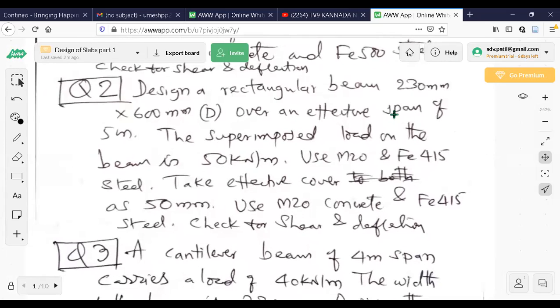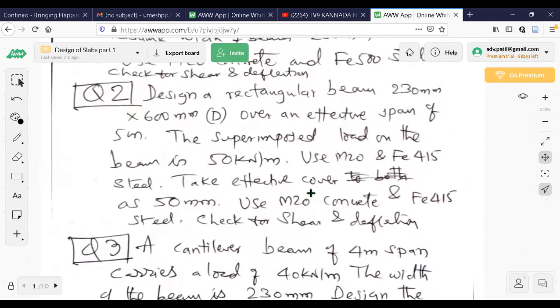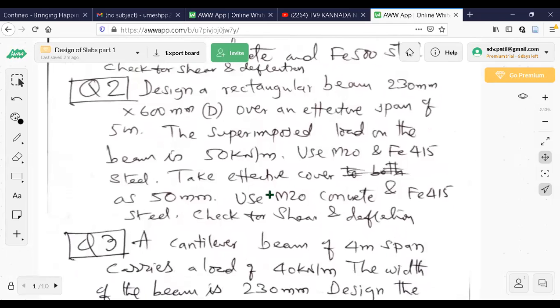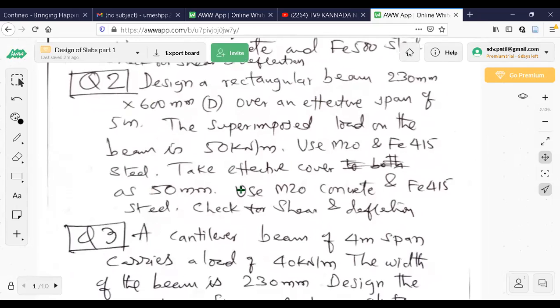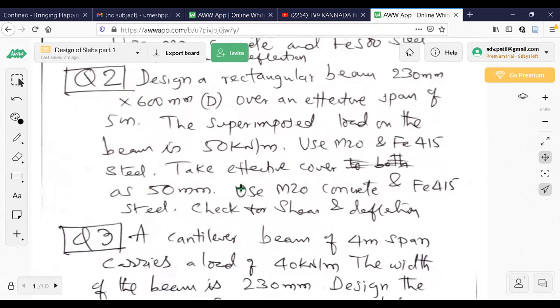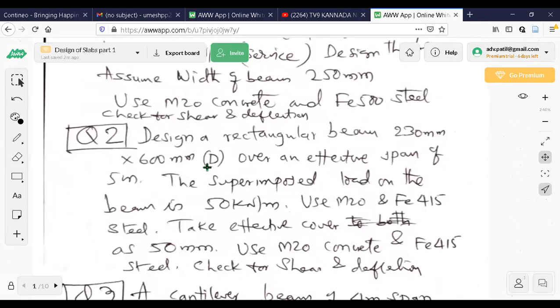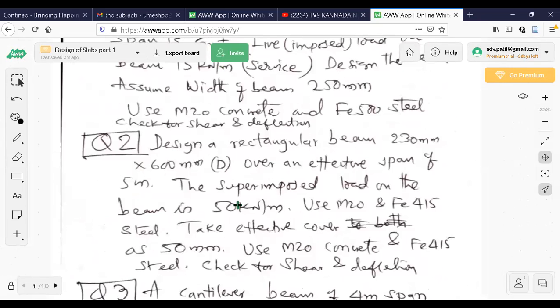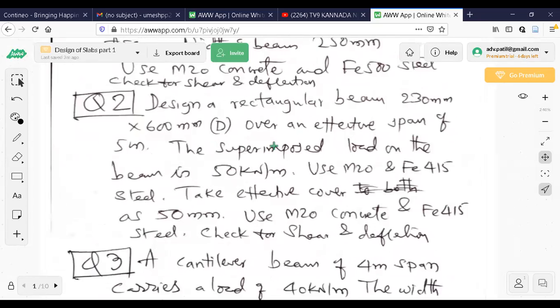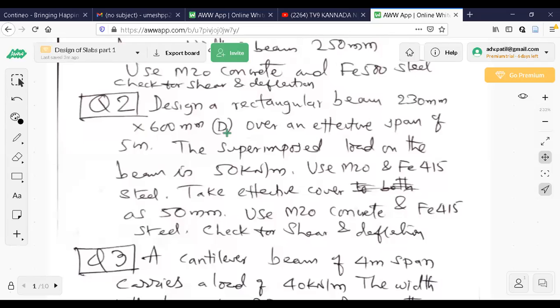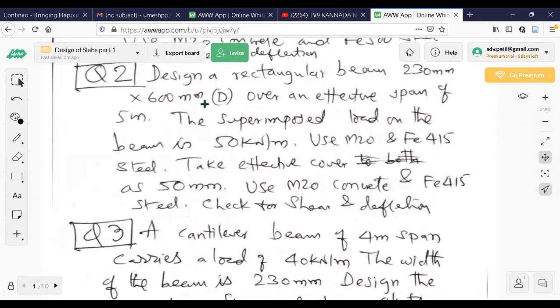You can see here, dimensions you cannot change once it is given. Right now you don't know whether it is a singly reinforced or doubly reinforced beam when you read the problem. When you start solving it, you will find that MU limit is less than MU because of heavy load. 50 kN is here, 1.5 is here. So comparatively, load is heavy, span is less, and dimensions are already fixed, 230 by 600. So this is the most likely candidate for doubly reinforced beams.